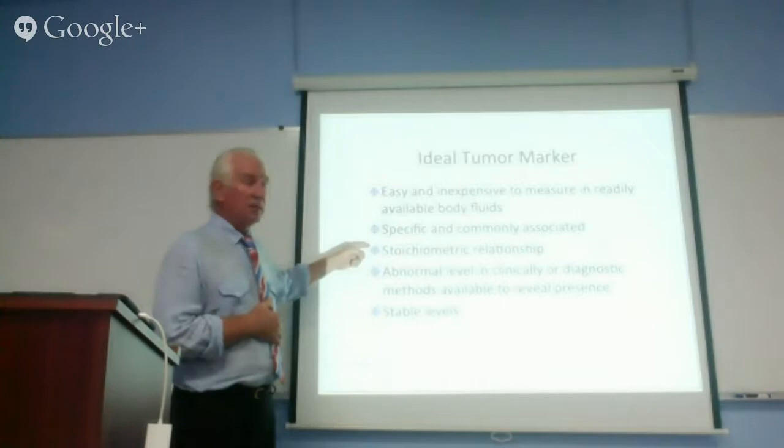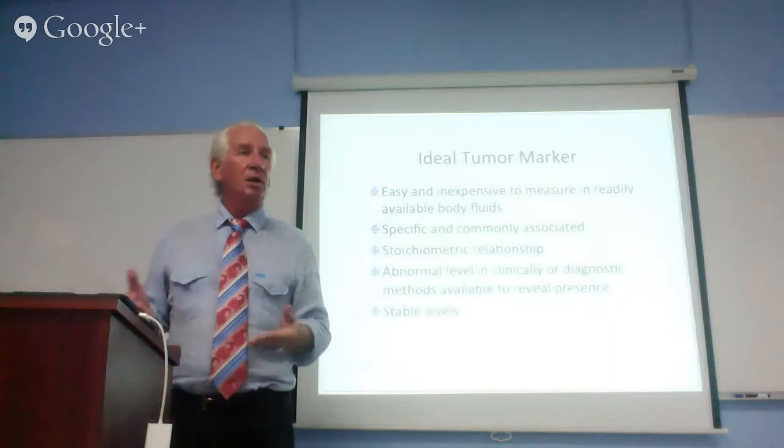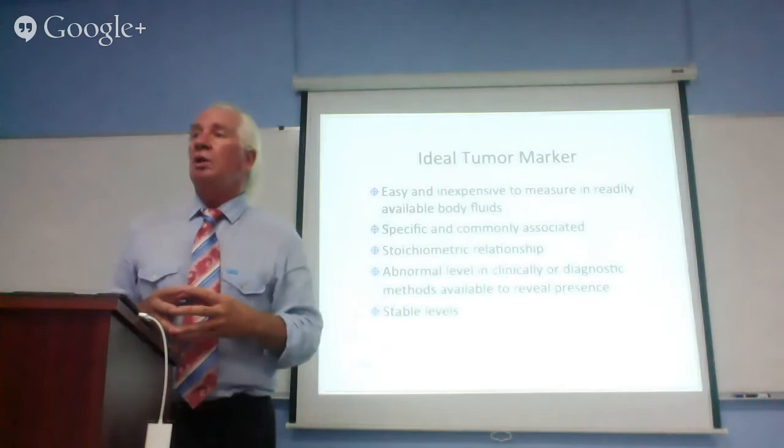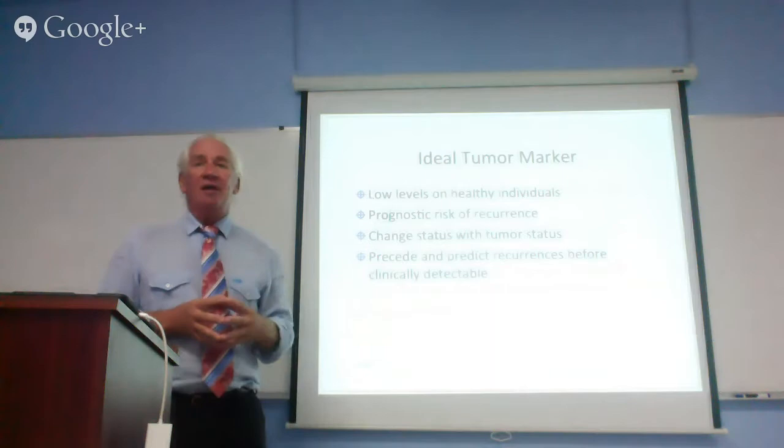Abnormal levels in clinical or diagnostic methods reveal the presence. So you've got to have levels which are abnormal over normal to see that the marker is there, and they should be stable. If they go away too quick, you will have missed the marker and misdiagnosed the quantities. You want low levels, if possible, in healthy individuals. And it would be really nice if they were prognostic for recurrence of the disease.